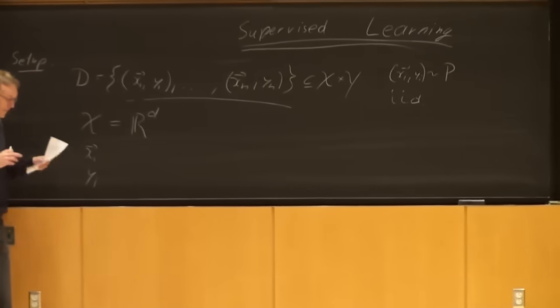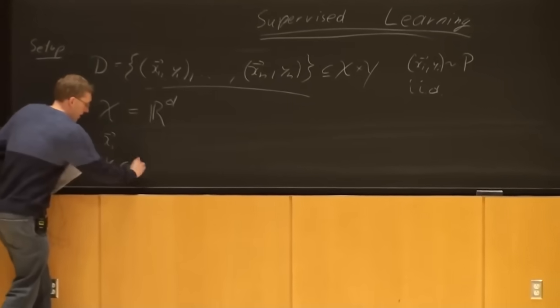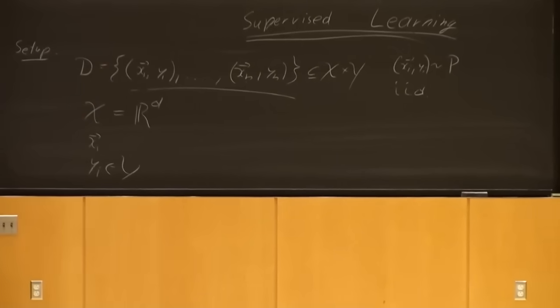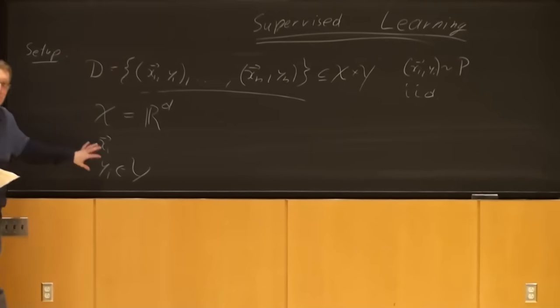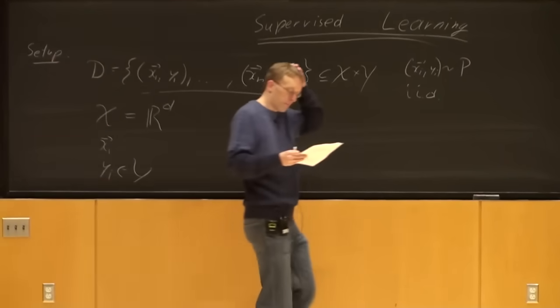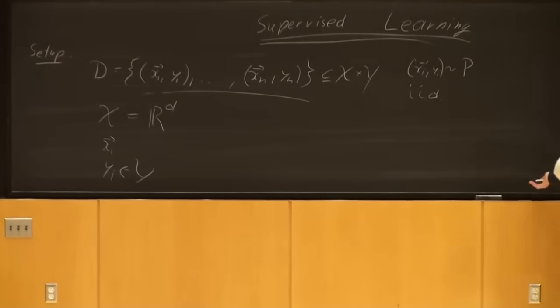So yi is out of the label space curly Y, and that's basically the answer that you would like to know. Right? So it's either, for example, this is spam, this is not spam, etc. Okay, let me give you some examples for what Y can be.